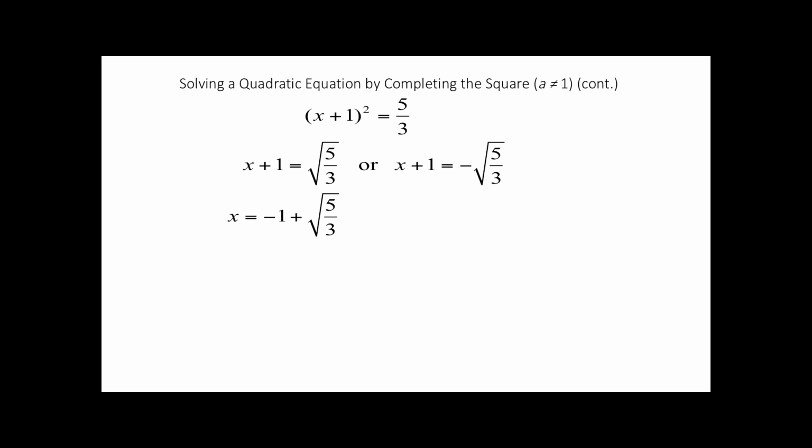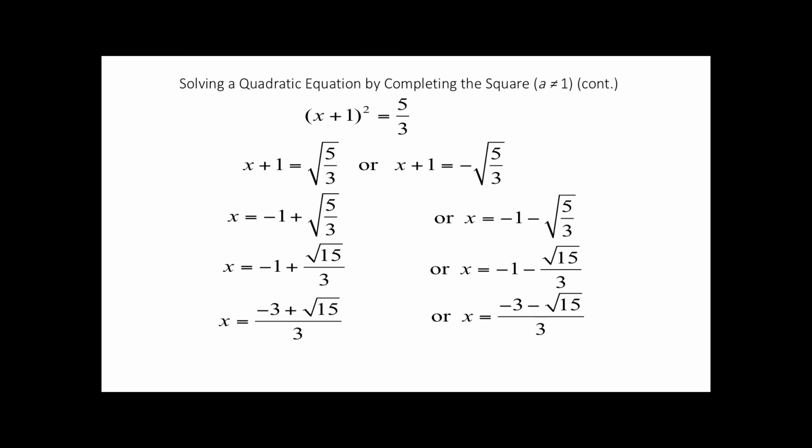And we need to combine them somehow. So we're going to want to rationalize this square root. So go ahead and use the properties of radicals to write it as the square root of 5 over the square root of 3 and rationalize. So we will get the square root of 15 over 3. And now let's get a common denominator. We have negative 1 and that square root. The common denominator is 3, so we get negative 3 plus the square root of 15 over 3. Same process on the other side. It's just that we have a negative radical there, but they will look pretty much the same. And that's our solution set.